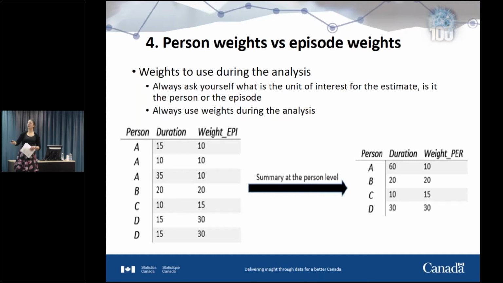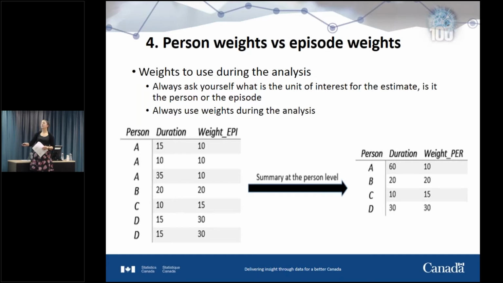So which weight should we use in the analysis? We have to ask ourselves, what is the unit of interest for our estimate? Do we want to know an estimate at the person level or at the episode level? And don't forget to always use the weights during the analysis. So on the left, you have an example of the episode file. We'll imagine that it's all the same activity.